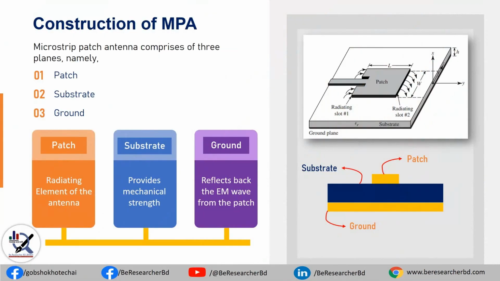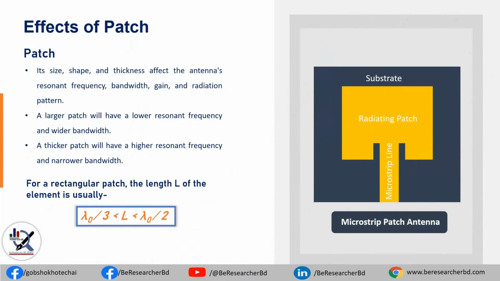Now that we have learned why we need to know about the microstrip patch antenna, it's time to discuss its construction. There are mainly three planes in a microstrip patch antenna, namely the patch, substrate, and the ground plane. The patch acts as the radiating element of the antenna, the substrate provides mechanical strength, and the ground is responsible for reflecting the electromagnetic wave that is coming from the patch. Now, let's examine the effects of each element of the microstrip patch antenna.